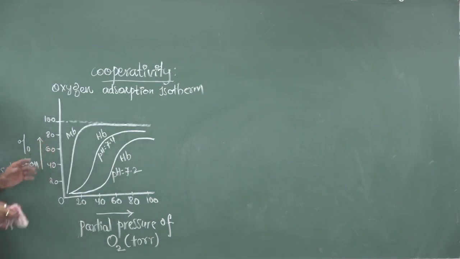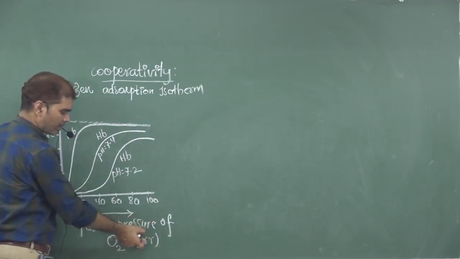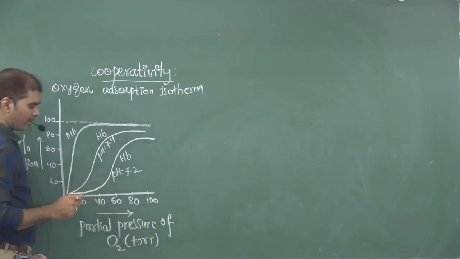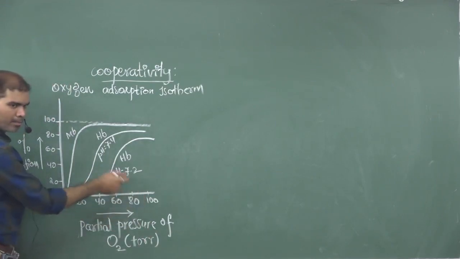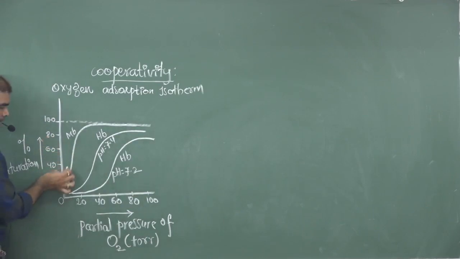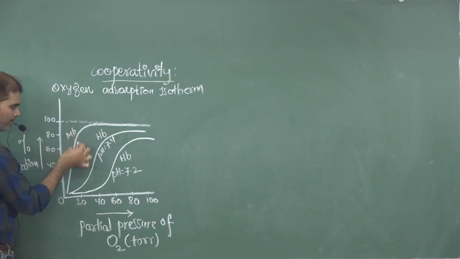Oxygen adsorption isotherm: on one axis I'm taking percentage saturation, starting from 0 up till 100% saturation. On the x axis I'm taking partial pressure of oxygen in torr, again from 0, 20, 40, 60, 80 up till 100. One parabola you take as myoglobin, MB. The sigmoidal curve is for hemoglobin.